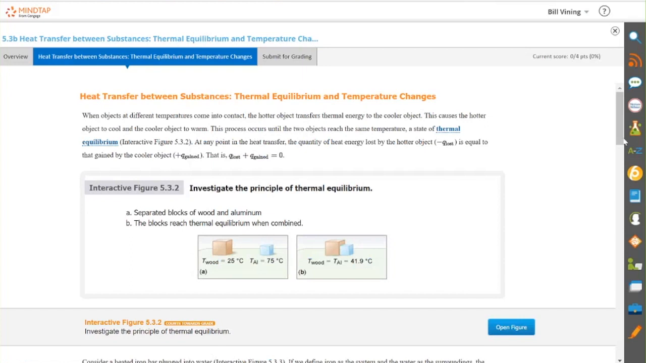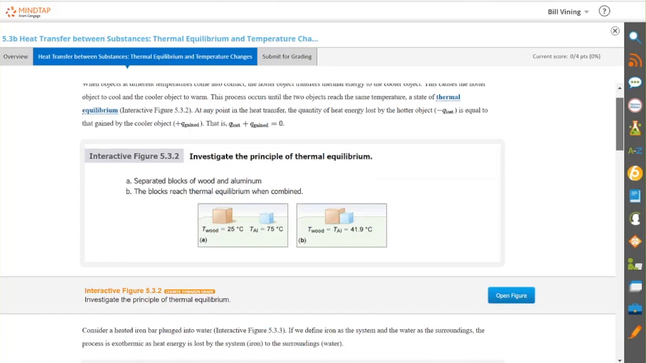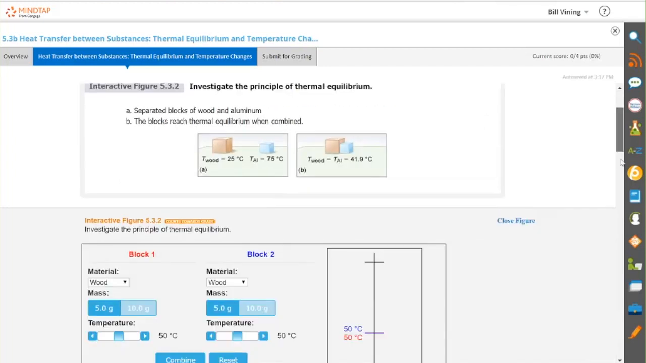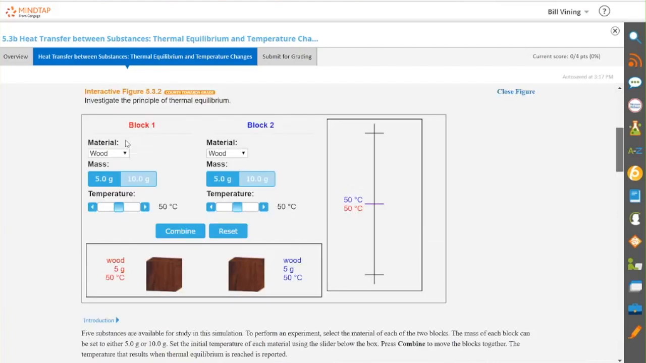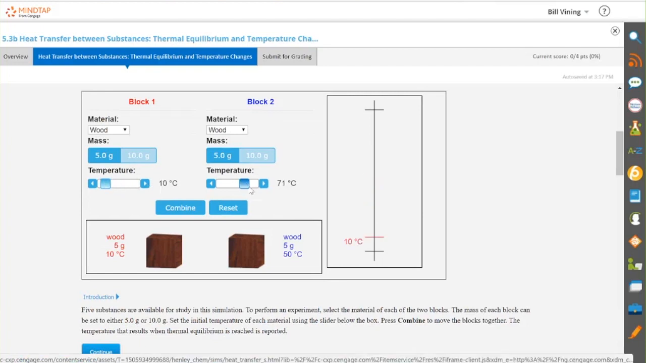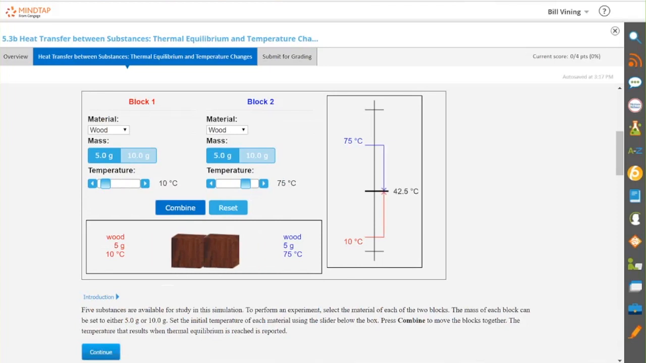Students open this figure up, and what they have in this case is a simulation based on that example. They can choose different substances. In this case, we'll have wood and wood, 2 blocks of wood. We can make one at 10 degrees, one at 71 degrees. When you bring the blocks of wood together, it'll show numerically and diagrammatically what the final temperature is.